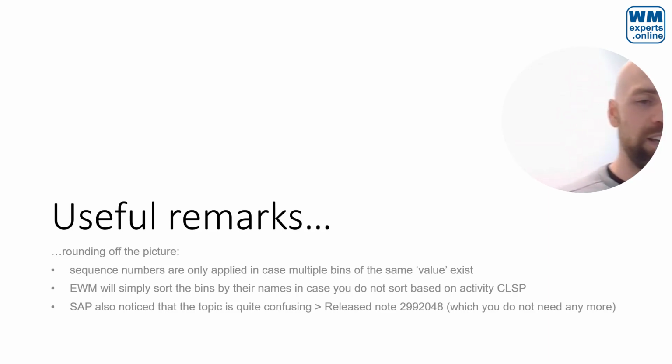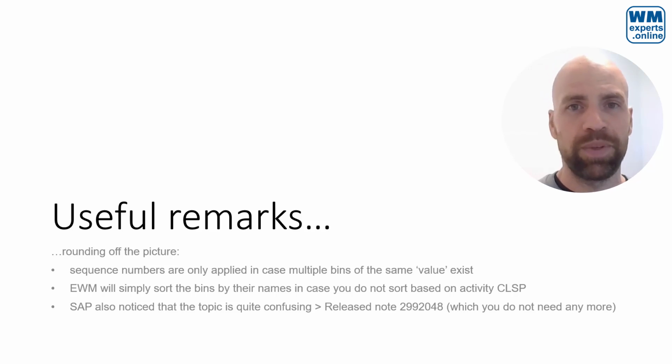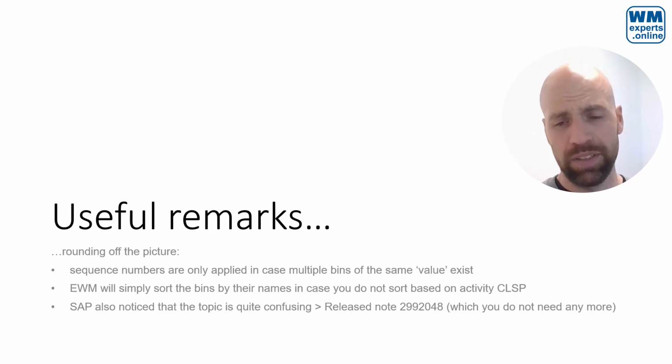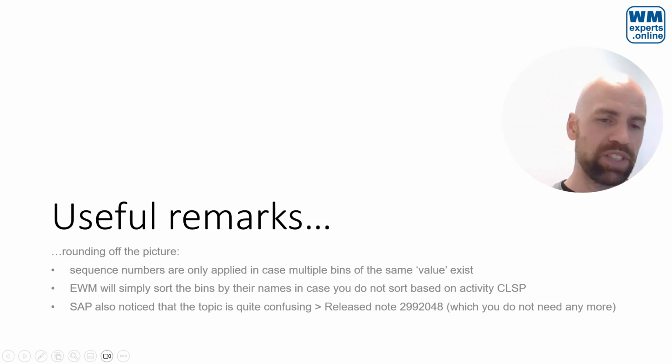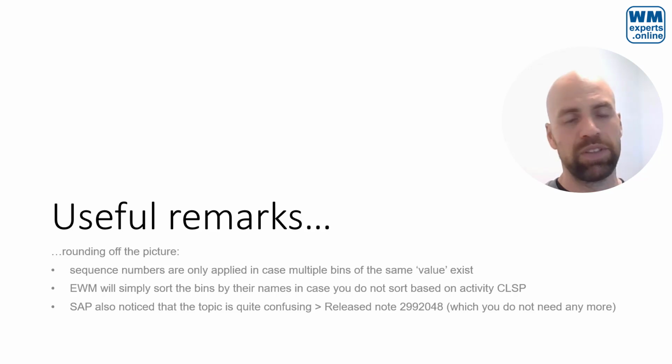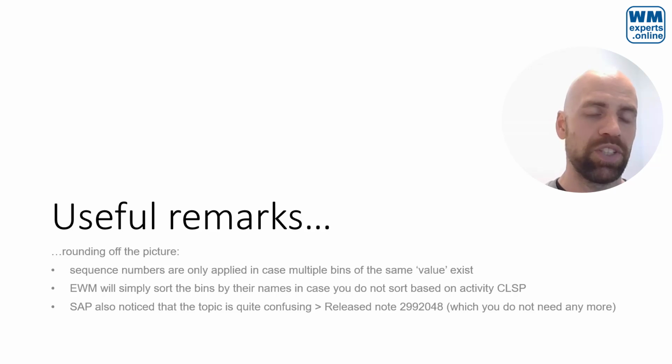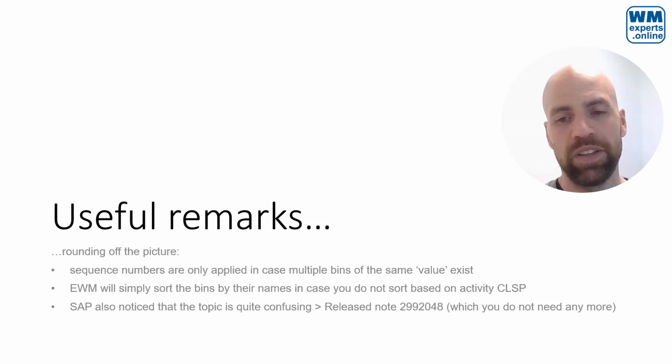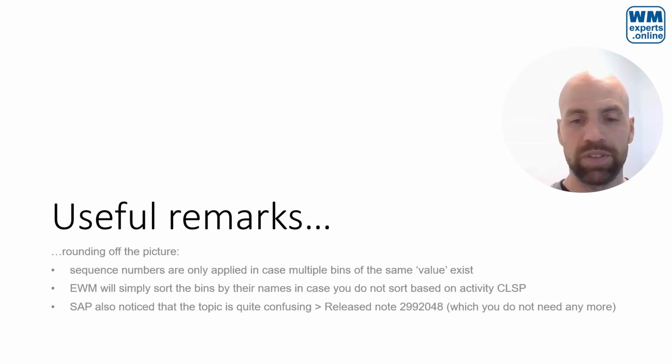Last but not least, SAP also noticed that this topic is a little bit confusing. So there is a note, and I will also link it in the video description. You see the number here, which gives you some information about the usage of the CLSP activity for sorting. But I can promise you that once you have watched this video till the end, you have everything that you need and there is not more details or more information that you can find in this note. Just to mention that it is there, and of course, if you're interested, have a look into what SAP says about this.